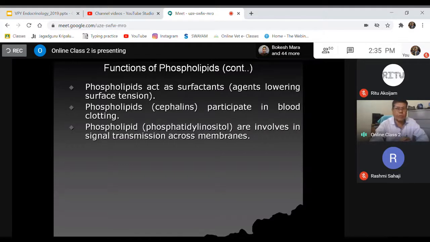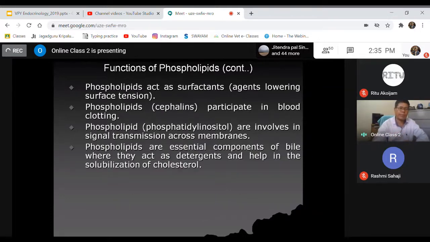Then phosphatidyl inositol is involved in signal transmission across biological membranes. The signal, it may be a hormone, comes and binds to the cell membrane. Then from the cell membrane, through the receptors, it transmits the signal inside the cytoplasm. Then the phosphatidyl inositol may be degraded, and one component carries the information to the cellular organelles. So phosphatidyl inositol is involved in signal transmission across biological membranes.